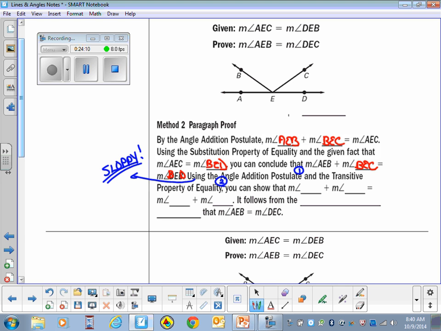You can show that AEB plus BEC equals BEC plus CED. It follows from the subtraction property of equality.